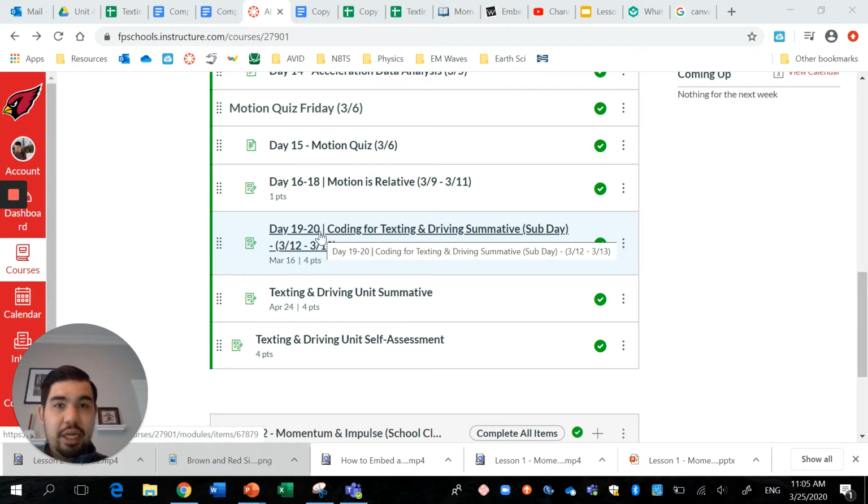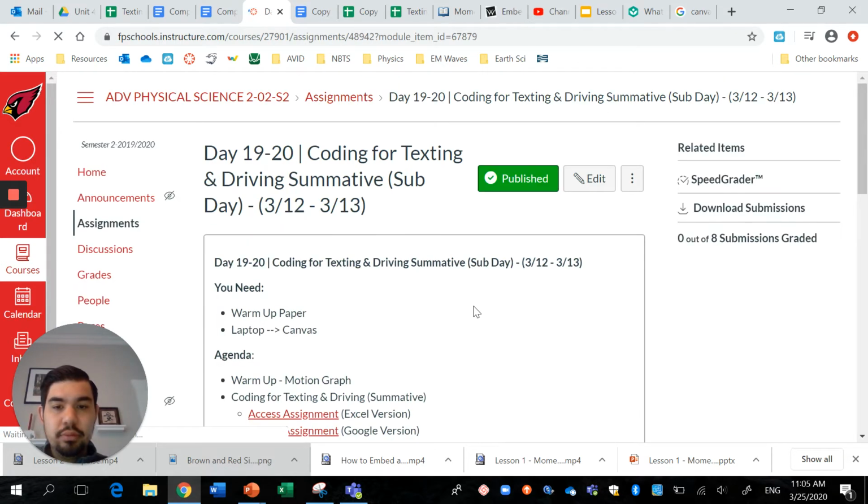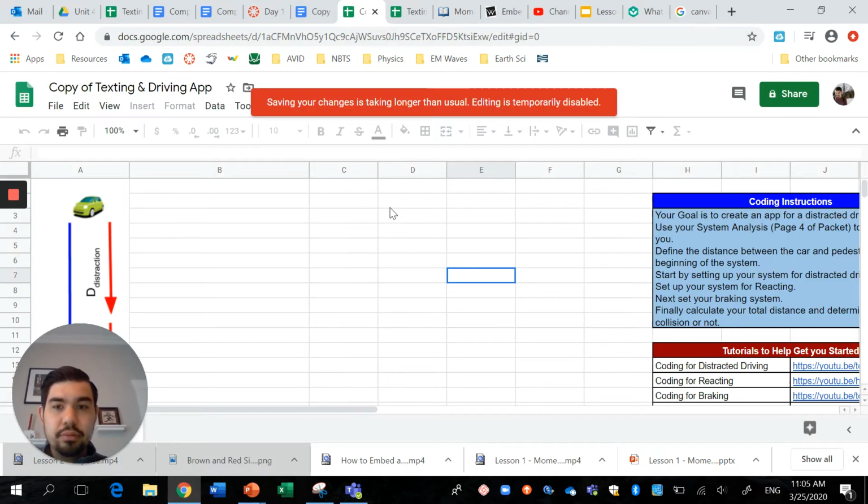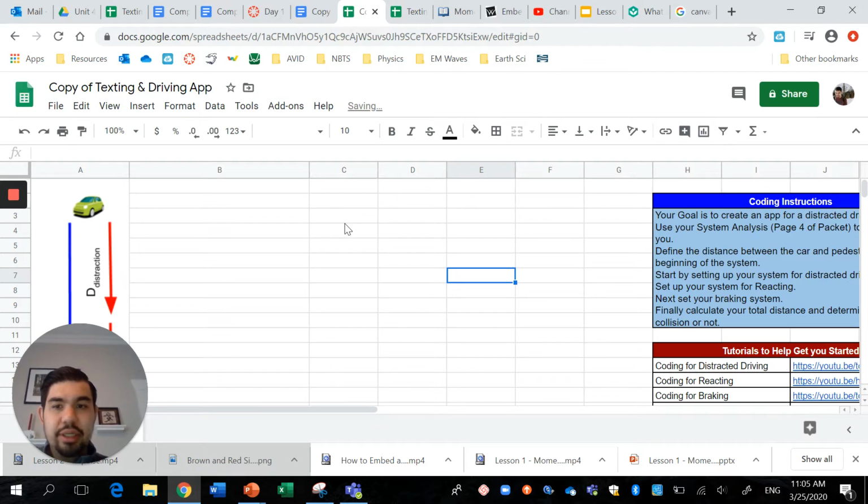This is the actual spreadsheet app. If you click here, you'll find a couple of links to the spreadsheet app. There's a Microsoft Excel version. There's also a Google version, whichever one you prefer. When you open it up, it'll look something like this.